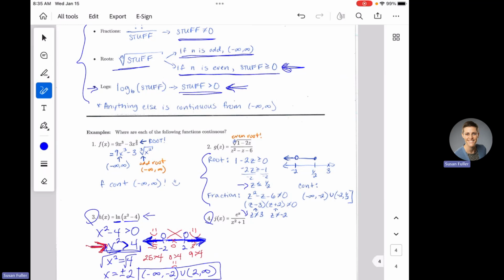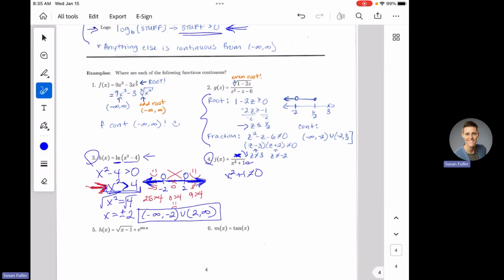Yeah, I just have a fraction, right? There's no roots in here. There's no logs in here. I just have this fraction. So we just have to apply the fraction rule. Fraction rule says you don't care what's up here, right? This is continuous everywhere. It doesn't see that. Don't worry about that. You have to make sure that the stuff on the bottom, x squared plus 1, is not equal to 0.